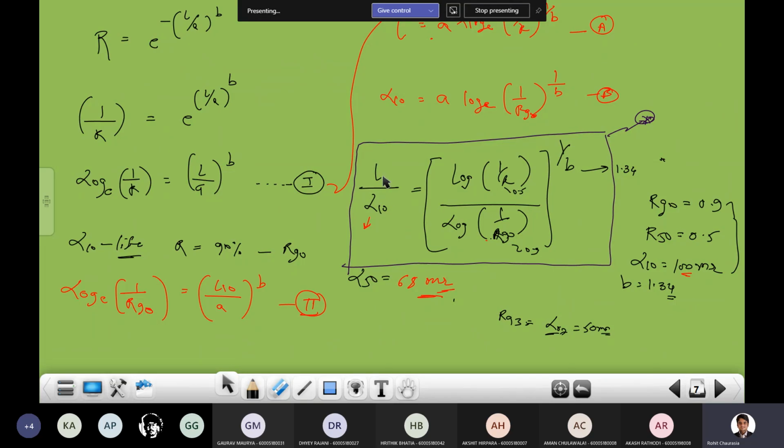L means what? You can find the life for any point. Any point means if you want to find the life for 50, the life for 40, the life for 80, you can find it, but at that time you must know the value of L10. If you know the L10, you can find this term. If you know this term, then you can find the L10. So vice versa, you can find the life by this formula. So this is nothing but the life formula.